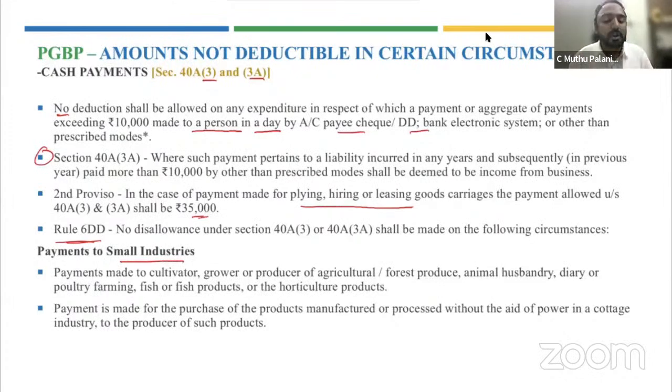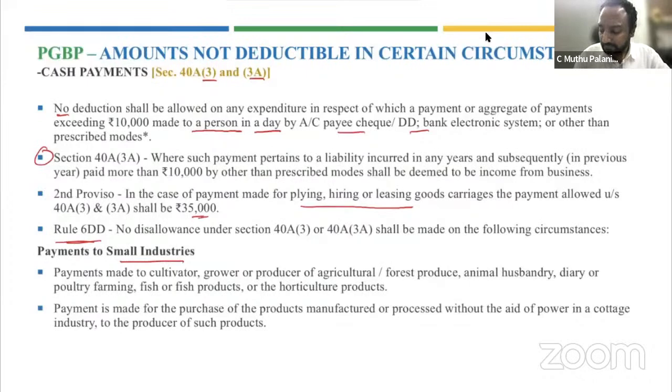So whom do they call small industries? One who's in the business of agriculture, forest produce, fish, horticulture, etc. If they are into that business, whatever is being paid to them is considered payment to a small industry, and it is not disallowed. It is still deductible only.